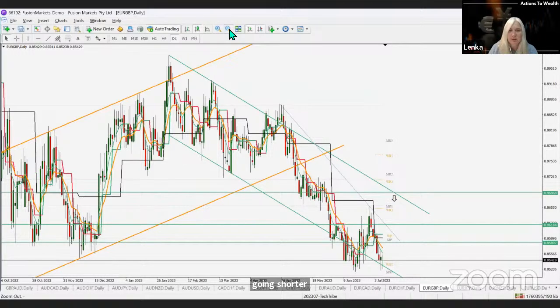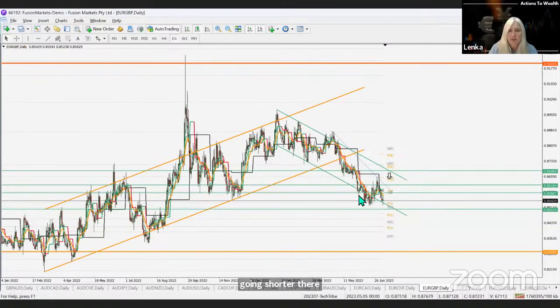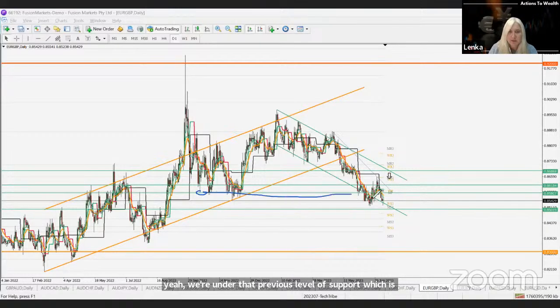We're under that previous level of support, which is these levels here, which correlates with the previous level of resistance. That is pretty good as well. So, short opportunities on that.